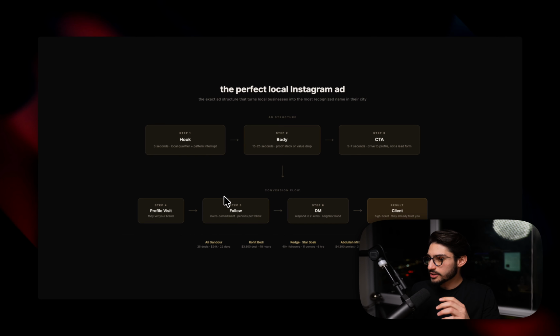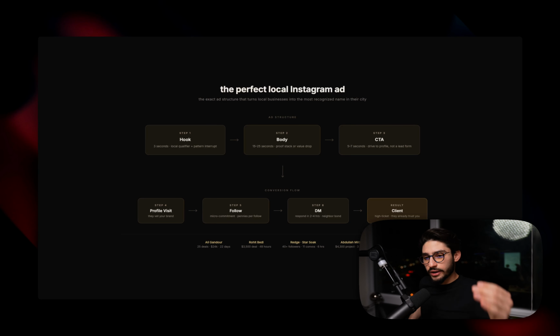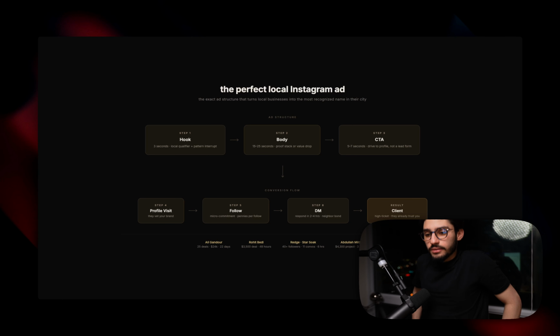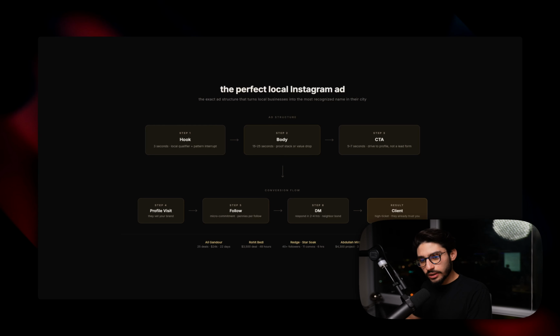So again, to show you how this all works together, you have the hook, which is 3 seconds. You want to have the local qualifier and interrupt the scroll so they don't scroll past the video visually and in an audio format. So you're calling them out, whoever that ideal target audience of yours is, whether they are business owners or homeowners or ladies or men dealing with chronic illness, whatever it may be, right? Maybe not that. You might get banned from Meta. Call them out and have that visual pattern interrupt by being in a recognizable area.